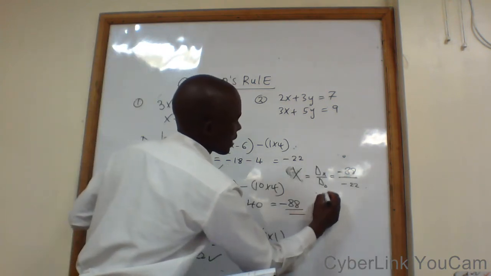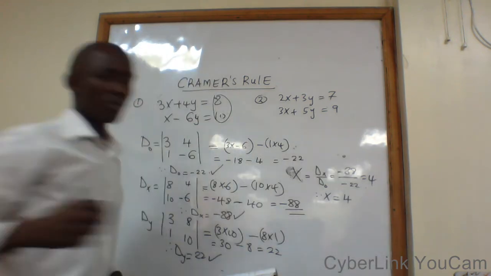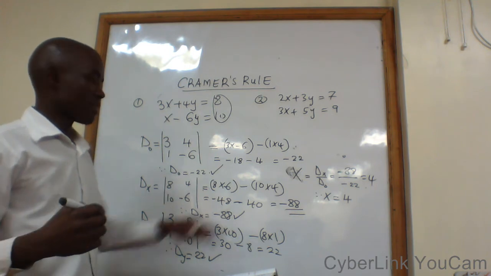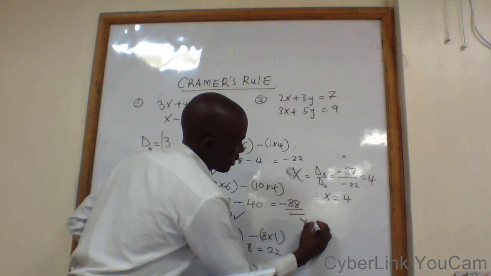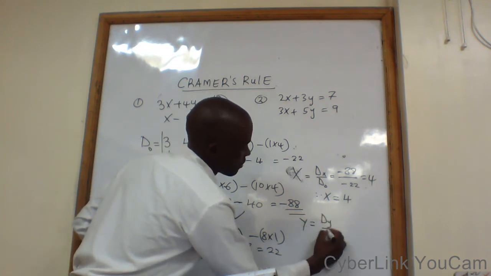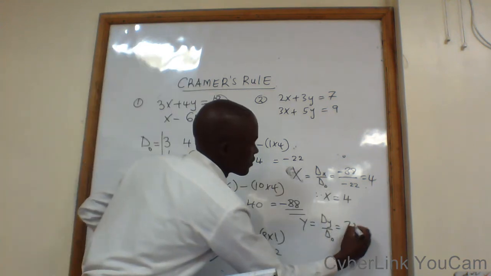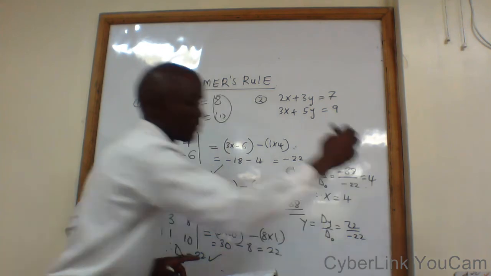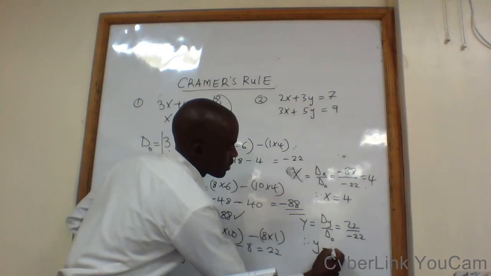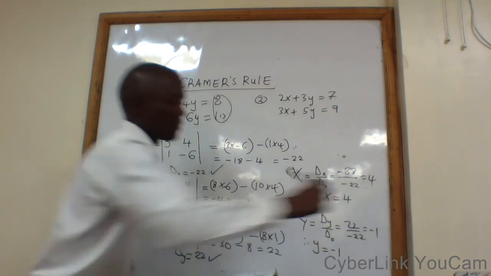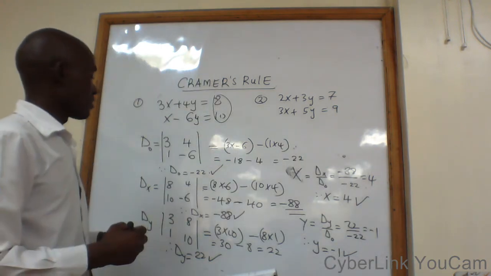So therefore our x will be equal to 4. If you divide this by this, you will get 4. So we have ascertained that the value of x is given by 4. If you need to get the value of y, y will be equal to dy divided by d naught. Our dy is 22. Then you will divide by d naught, which is minus 22. So therefore, our y will be equal to minus 1. You can see if you divide, you will get minus 1. So these are the values of x and y.